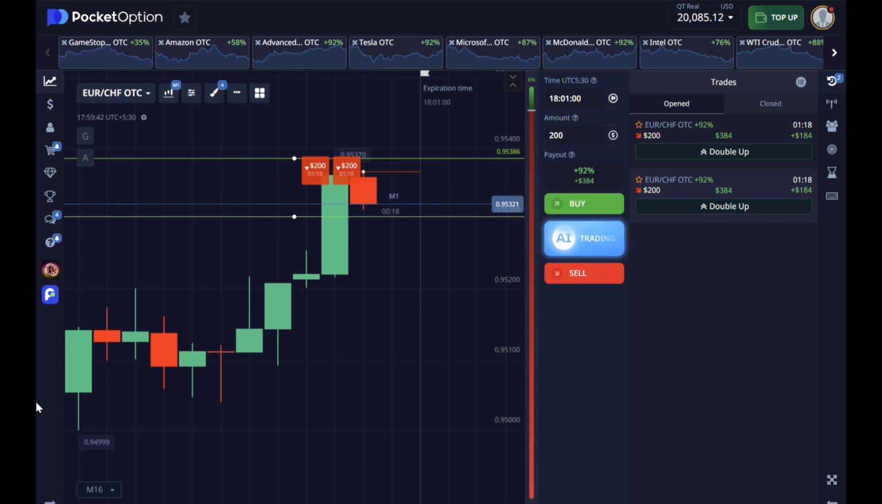So first I will let this trade become profitable. Only then will I explain that concept.